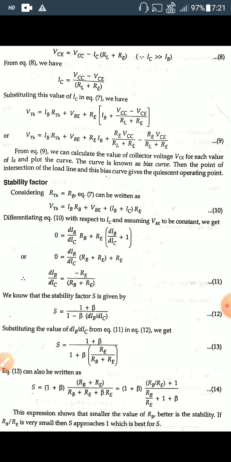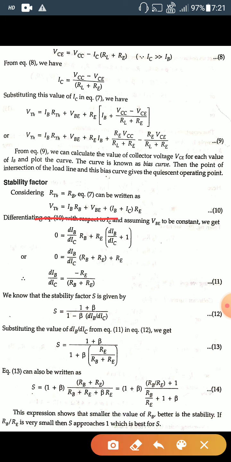Okay, so now we are interested in the stability factor calculation. You just take the value of VTH, this kind of equation. We already explained this one. The only modification is that RTH is considered as RB. If you think, it is not necessary, but in this reference, the RTH is provided as RB. So if you put this one, then we have to apply this formula for stability factor calculation.